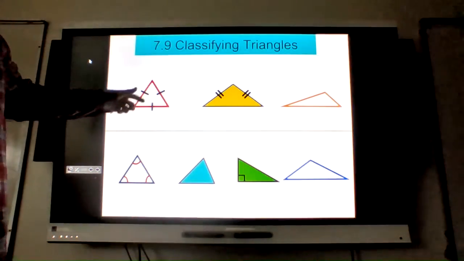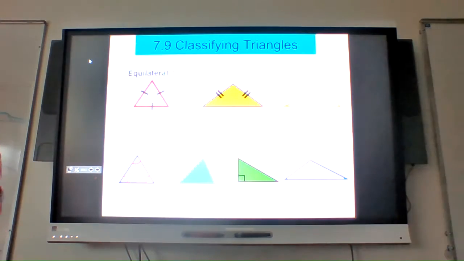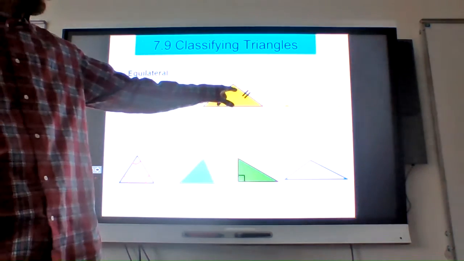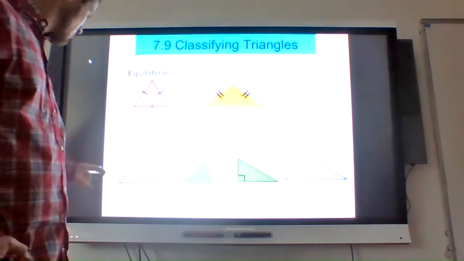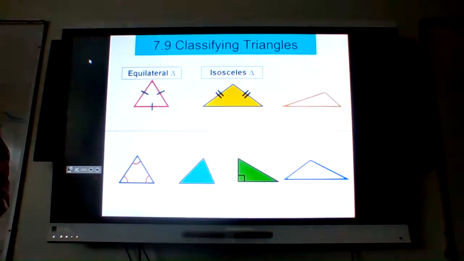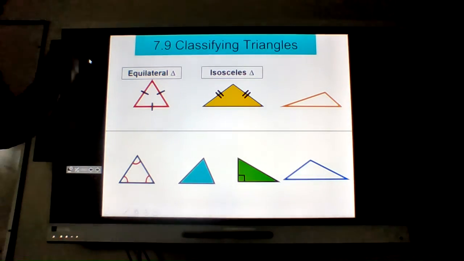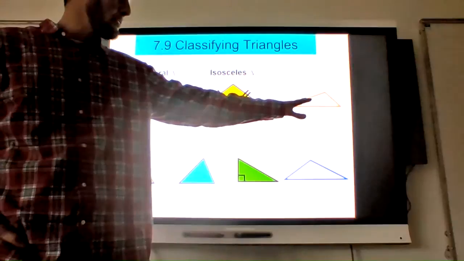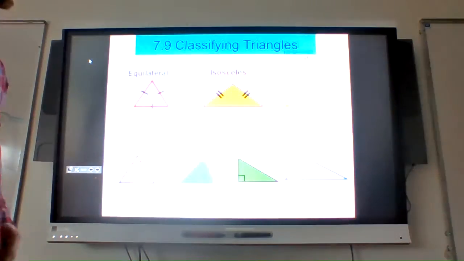You probably already know this word. If all the sides are the same, we call that equilateral. If two or more of the sides are the same, we call that isosceles. And if none of the sides are the same, we call that scalene.